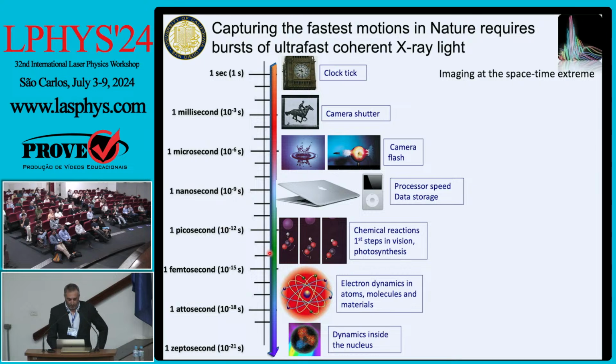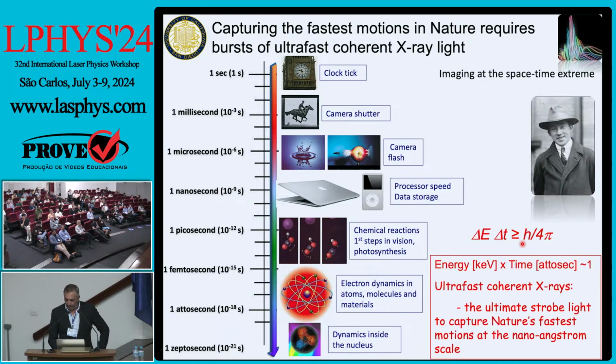So, of course, our motivation in this research is to image matter at the space-time extreme. For example, if you want to access some of the fastest timescales, like motion of the electrons of atoms, molecules, and so on. So we can convince ourselves that in order to get to attosecond pulse durations, we need to have a flashlight in the keV region of the spectrum, or soft and hard X-rays. And luckily, high harmonic generation can provide both the short wavelengths as well as the short pulse durations.